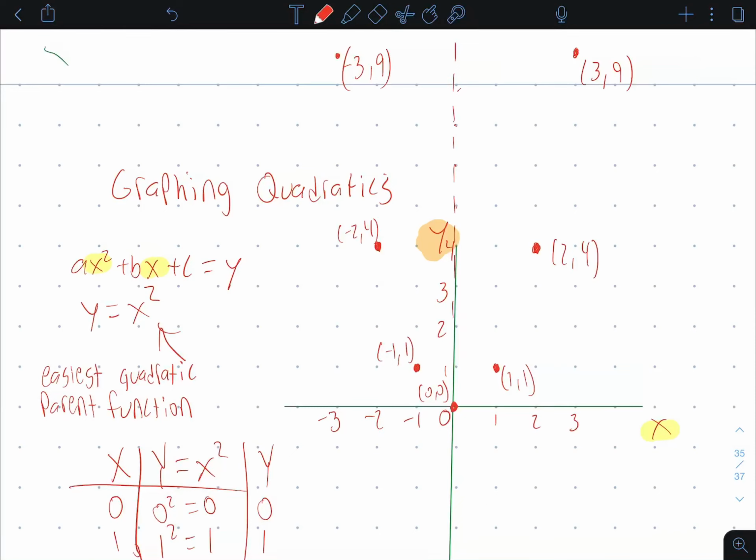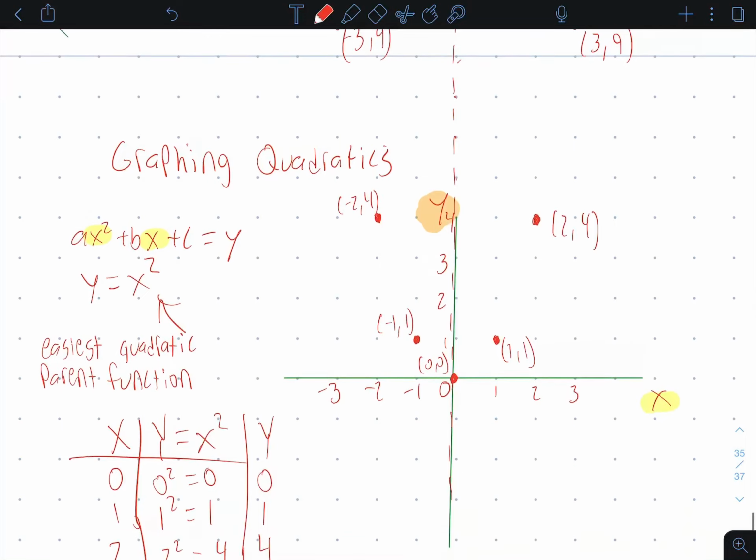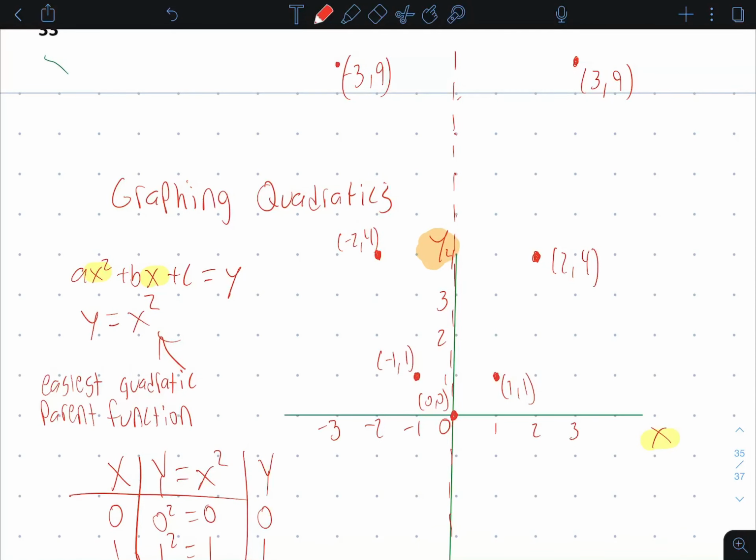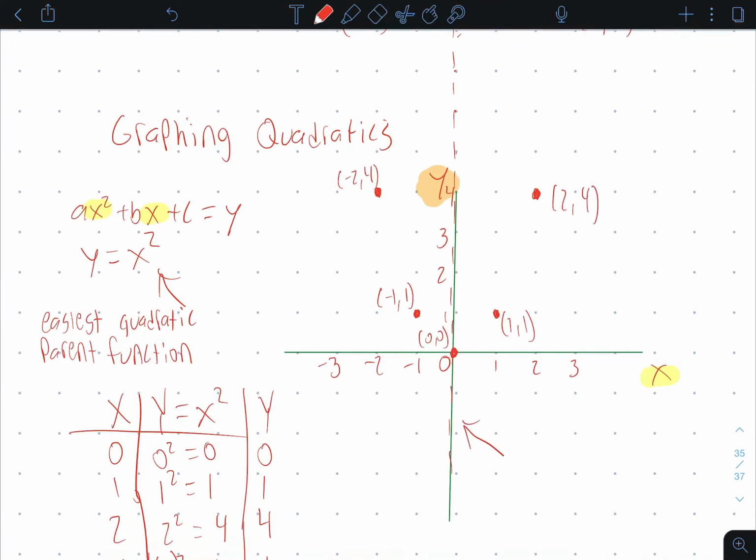in this example, through the origin is, last year you called this a mirror line, but in algebra, this is called the axis of symmetry. And for the axis of symmetry, for y equals x squared, is the line x equals 0.